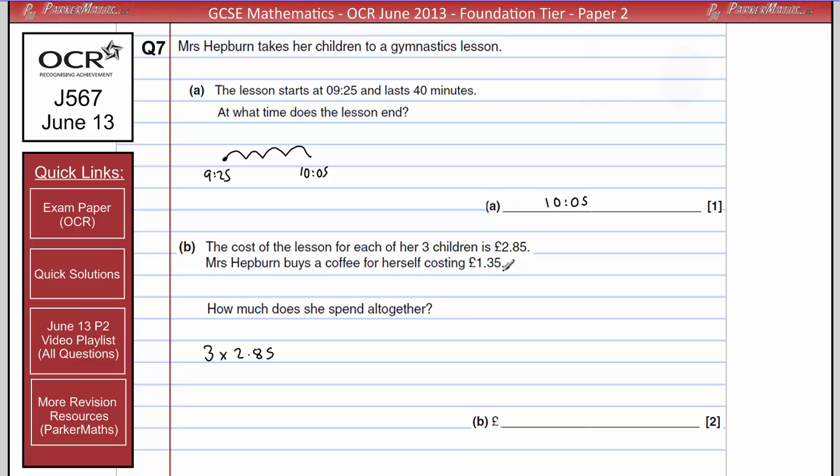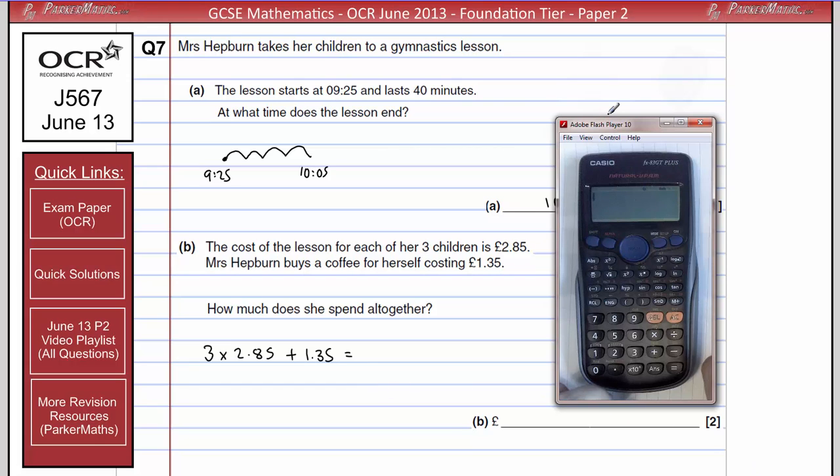And then we also need to add on the cost of 1 cup of coffee, which is £1.35. So we need to add £1.35. And if you're using a decent scientific calculator, you can do all that in one go. So we have 3 lots of £2.85 plus £1.35.